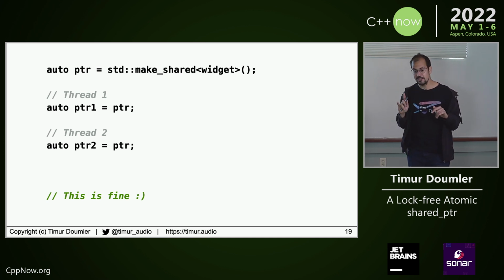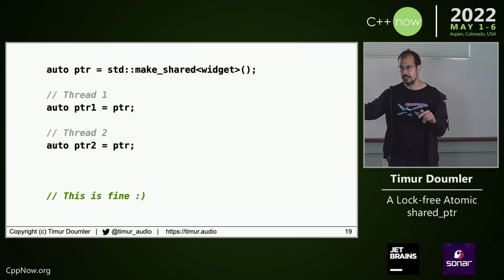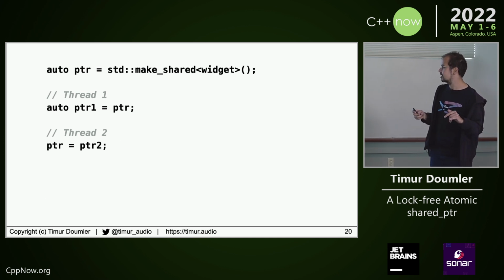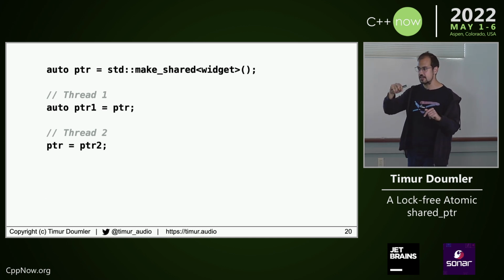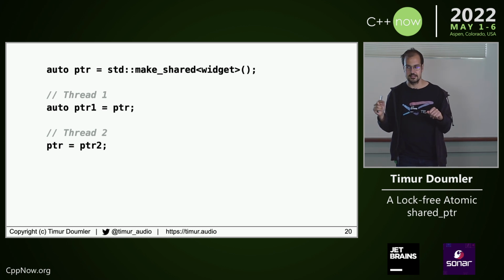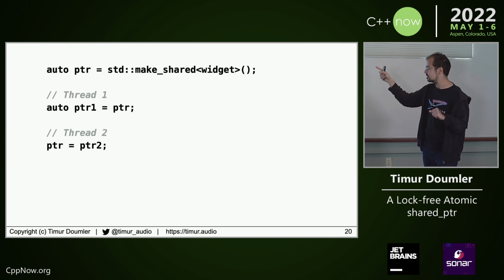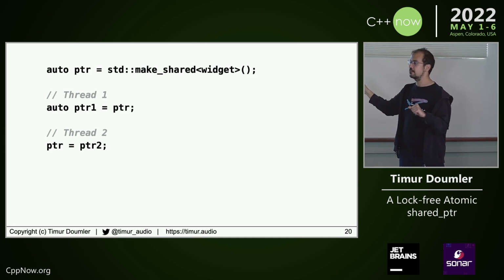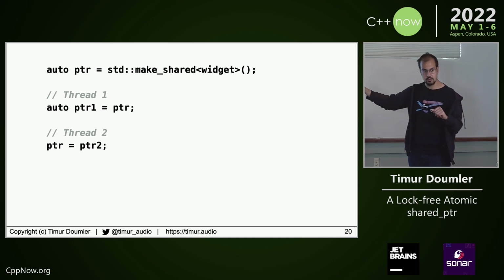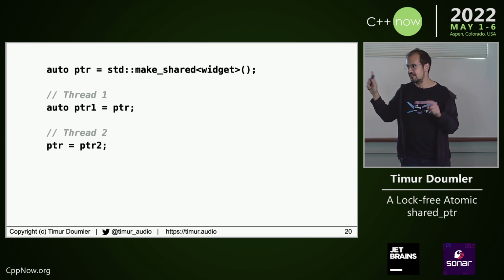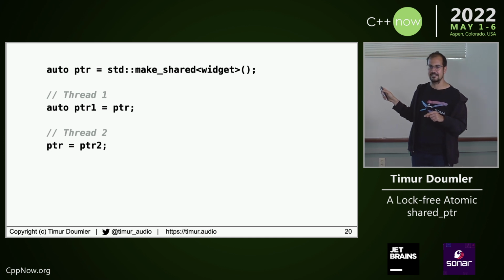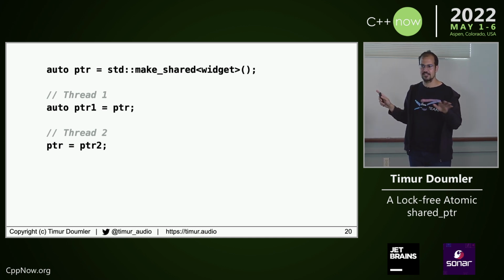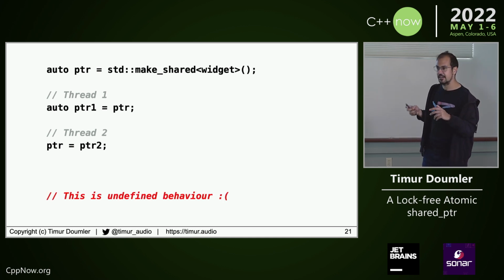It gets more interesting if you flip around the second one, and instead of taking a copy, we actually assign to that shared pointer instance, right? So what we're doing now is on one thread, we are reading from the pointer, we are making a copy, and on another thread, we're modifying a pointer. So we are assigning a new value into that same instance. Who thinks this is okay? Okay, still one person thinks that's okay. Well, no, that is undefined behavior.